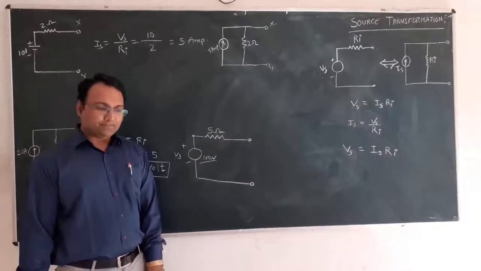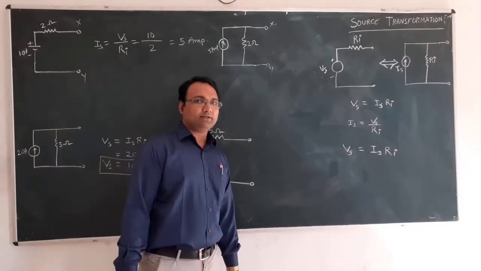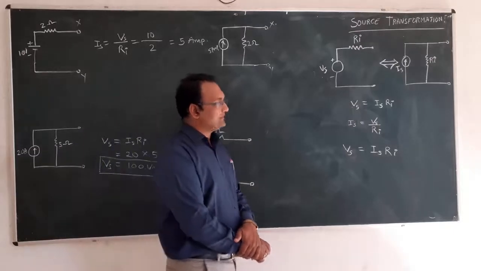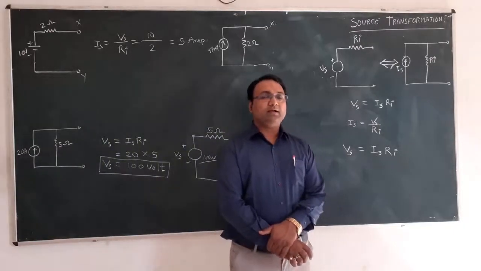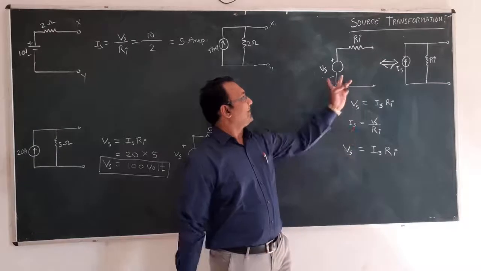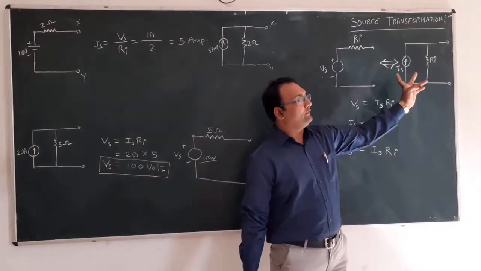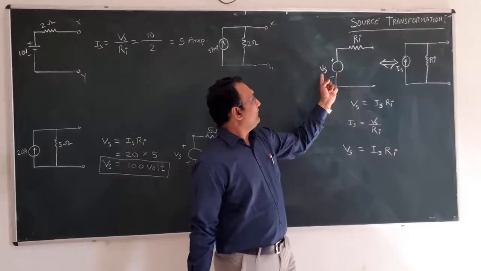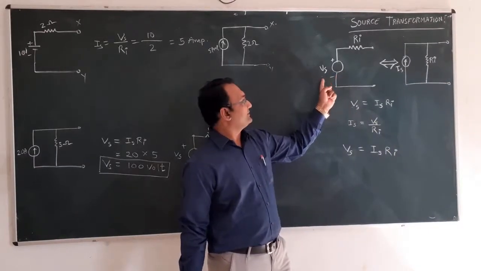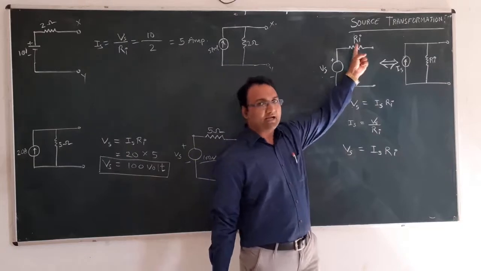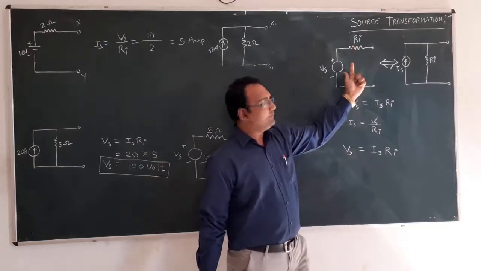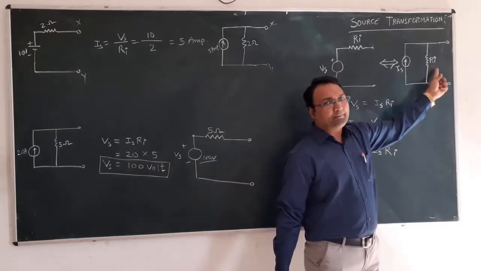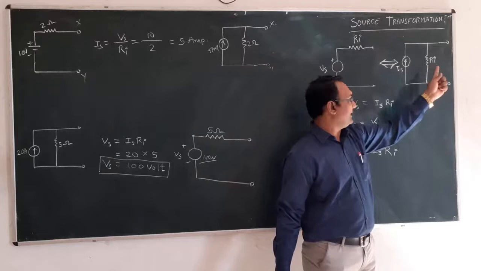We are going to discuss a simple concept of electrical engineering, that is source transformation. The concept basically explains how we can convert a practical voltage source into an equivalent practical current source. Suppose a practical voltage source is given here with its internal resistance Ri, so this is convertible into a practical current source Is in parallel with its internal resistance Ri, right?